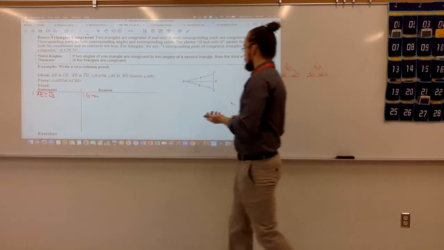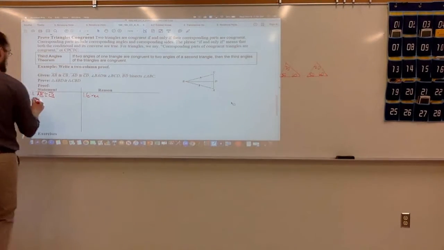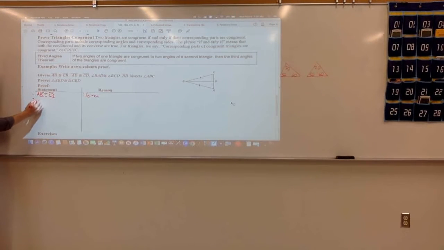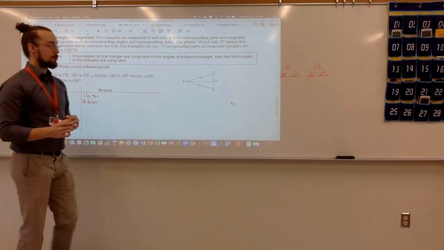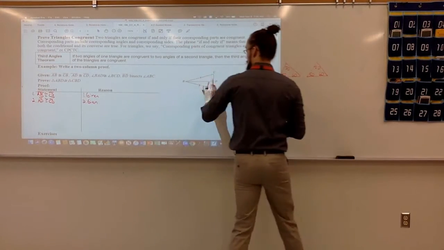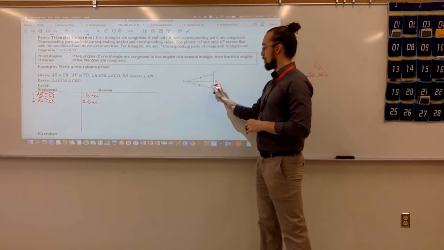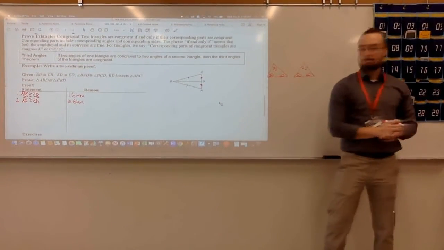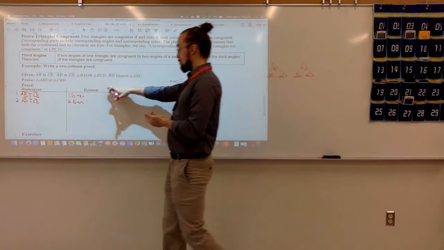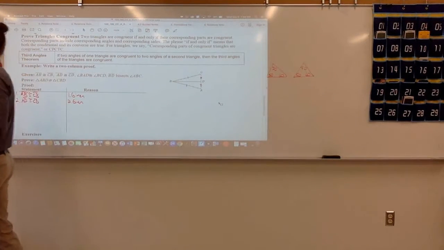Well, the next piece they tell me is that AD is congruent to CD. That's also given to me. So that's these two sides right here, and I'm going to put the same number of tick marks on those. So I've already shown that two pairs of sides are congruent.